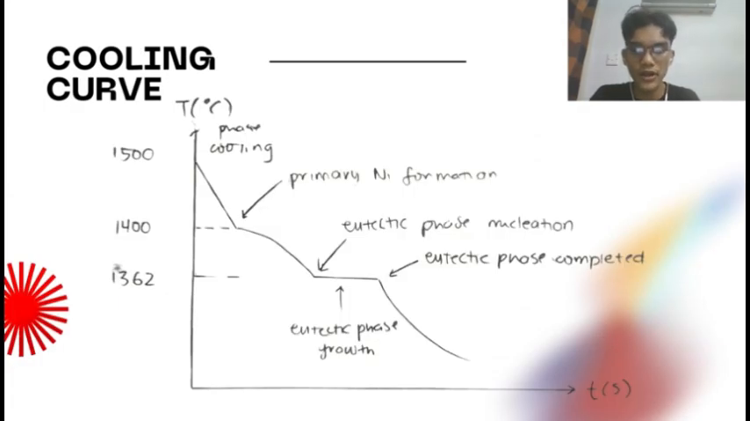At the first, 1500 degrees Celsius, you can see that it is single phase cooling, a straight line to the primary phase. And then at 1400 degrees Celsius, you can see the primary phase formation. Then going into 1362 degrees Celsius, it will go through the eutectic phase nucleation through this curve, and then eutectic phase growth will be forming at the constant line here, going into the eutectic phase completed at this point. And then it goes down to lower temperature after a certain amount of time.